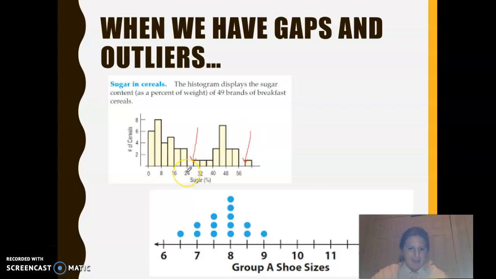Picture the cereal aisle in the store, for example. Why are there no cereals in this range here? Or why are there no cereals with a sugar percentage in this range here? There are two gaps in this data. We want to identify why, and when we say there's a gap, we have to say from what to what.